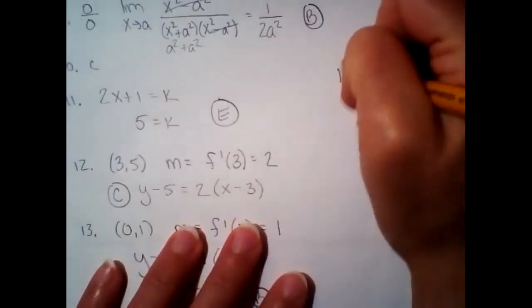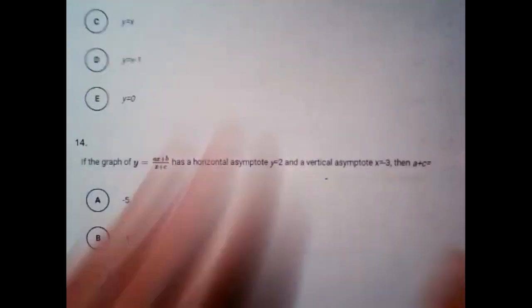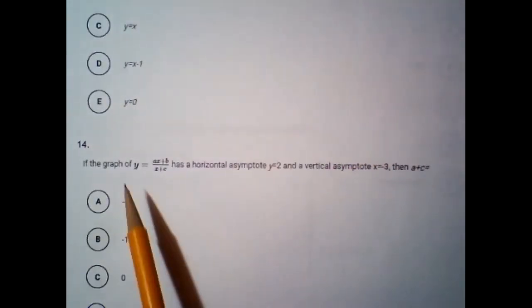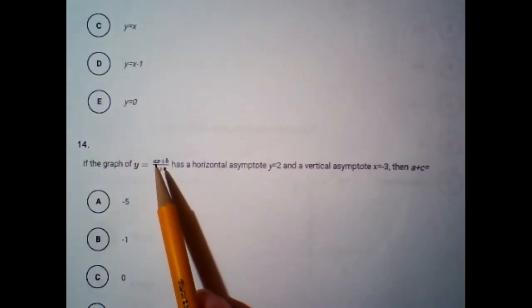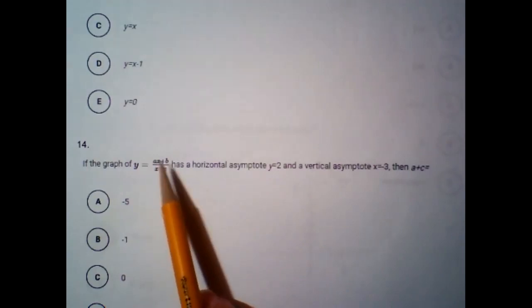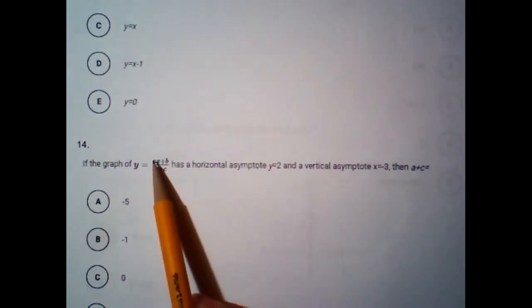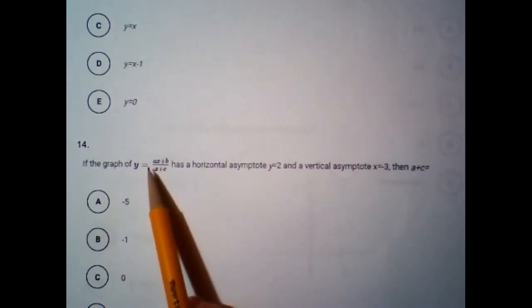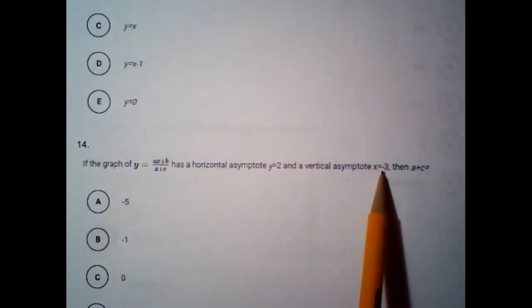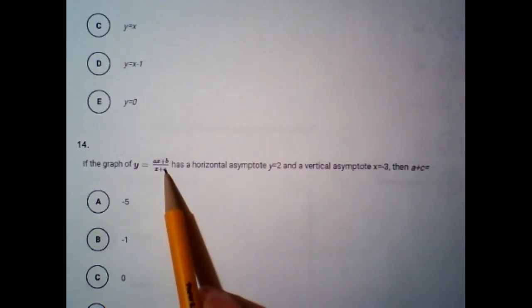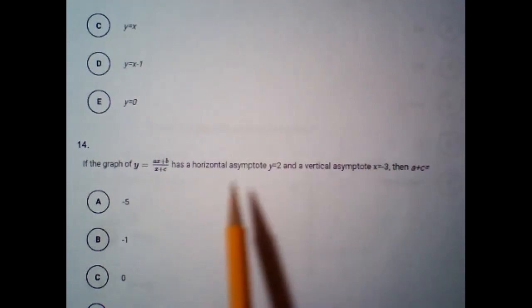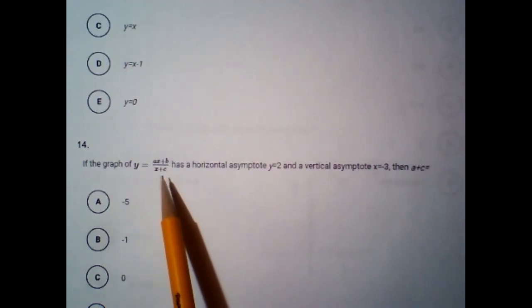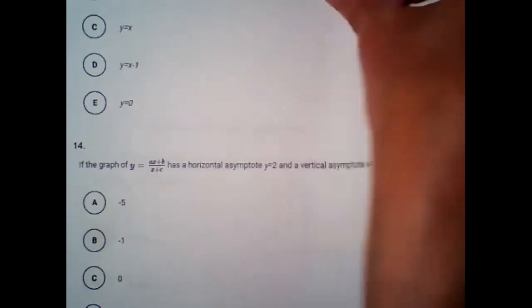All right, and then I can fit 14 and 15 on here. Let's see. 14. This is another review of a homework problem that you guys did. It says the graph has a horizontal asymptote at 2. That means A is going to have to be 2. If we have a horizontal asymptote there, we're going to have to level off at 2. So that coefficient is going to have to be 2. And if we have a vertical asymptote at -3, C is going to have to be 3, because x plus 3 is how we would get a vertical asymptote at -3. So A is 2, C is 3. We want to add those together, so 2 plus 3 would give us 5. So that one is E.